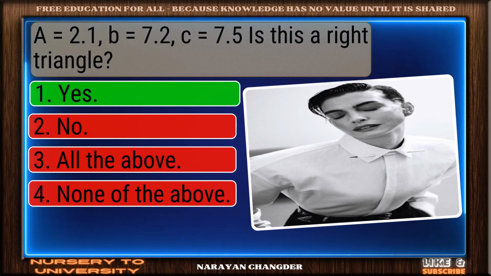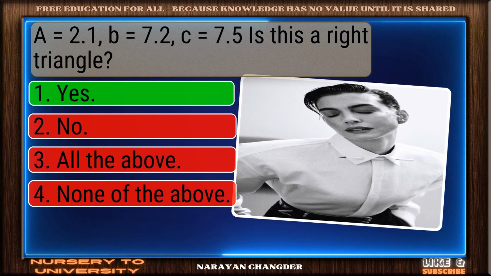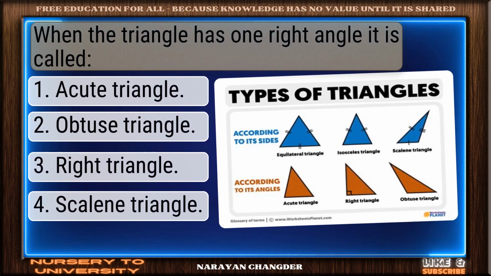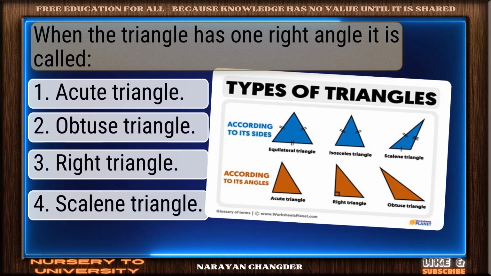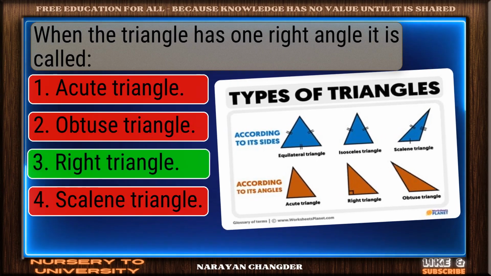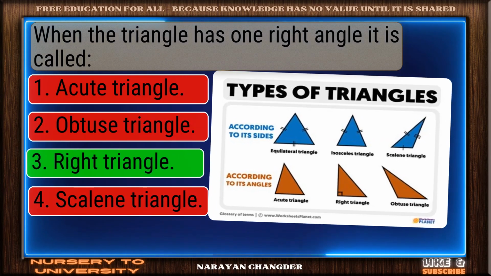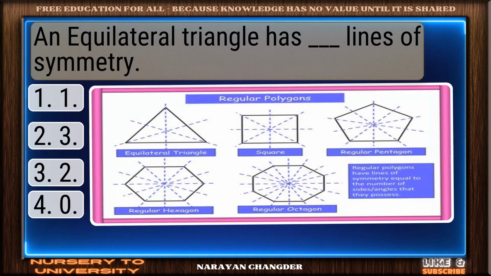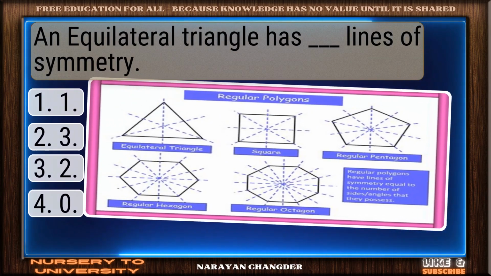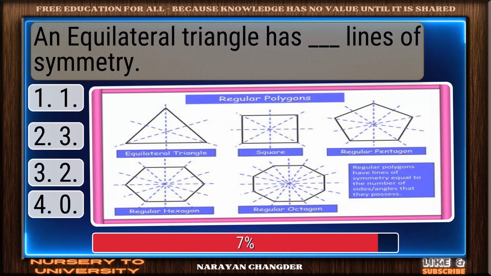Clear logic. Your choice, yes, is sound and 100% true. Question number 117. When the triangle has one right angle, it is called? Well done. Right triangle is the right choice. Question number 118. An equilateral triangle has dash lines of symmetry.